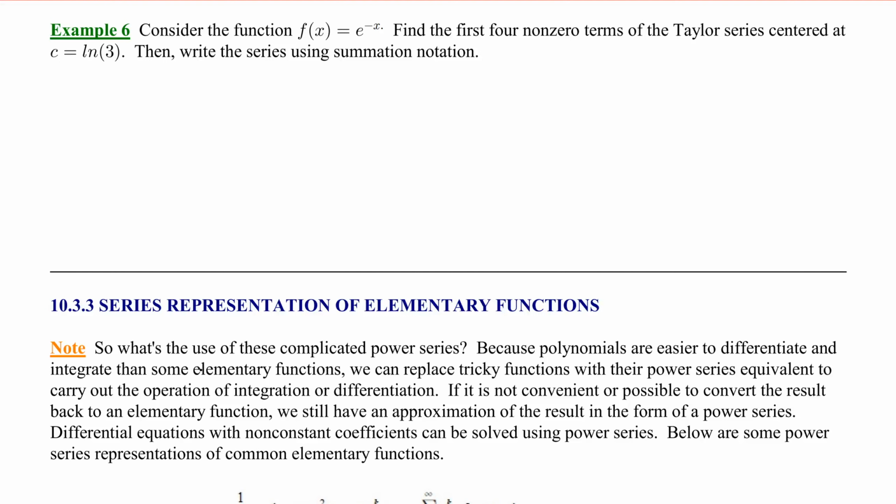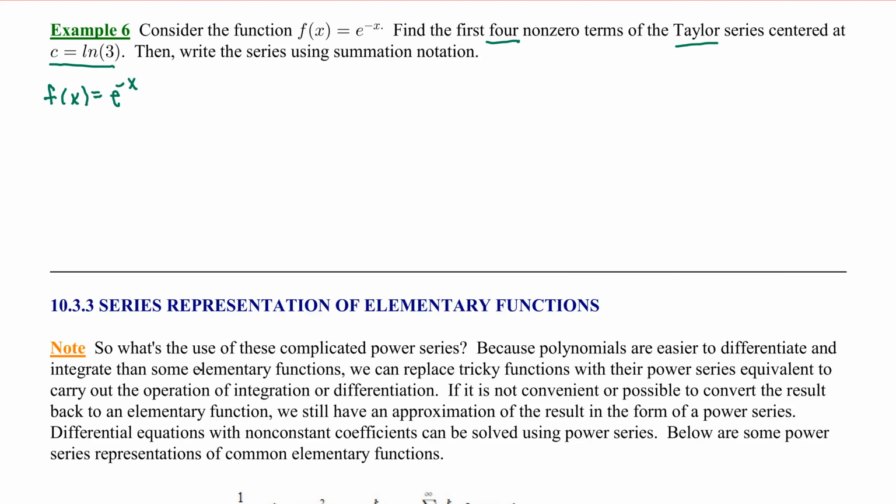So we're going to do a similar type of process on example 6. Consider the function f of x equals e to the negative x. Find the first 4 non-zero terms of the Taylor series centered at c equals natural log of 3. Once we get those first 4 terms, we're going to induce the pattern for the general series, that is, the series to infinity. So we need to begin by evaluating our function at the given center.